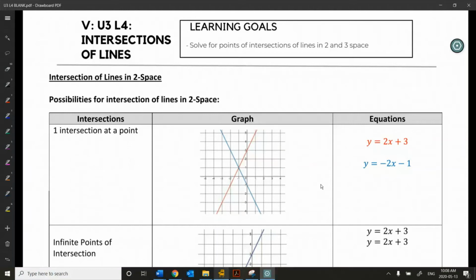Hey guys, today I'm going to take you through how to solve for intersections of lines in both 2-space and 3-space. So firstly, let's take a look at intersections of lines in 2-space.